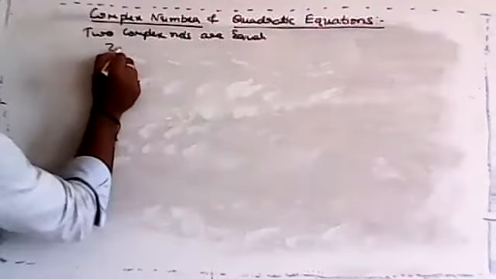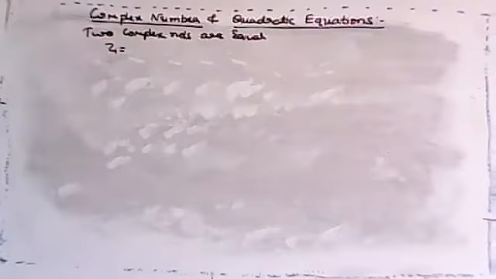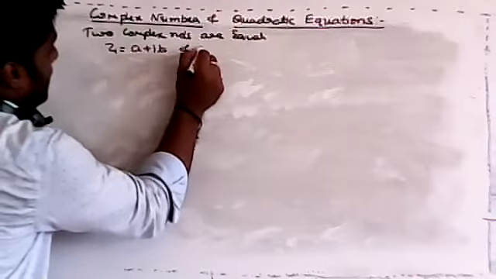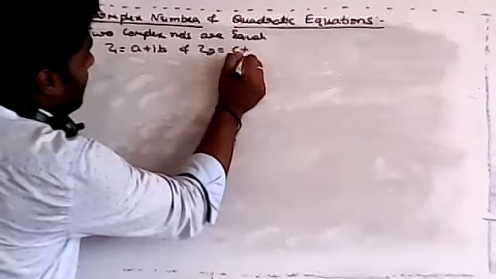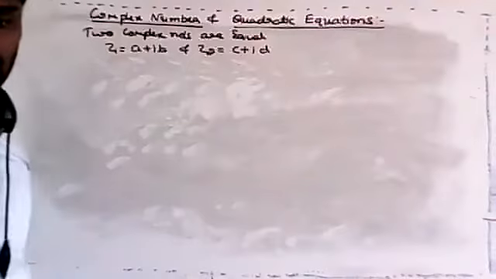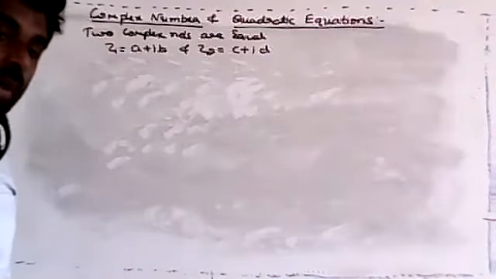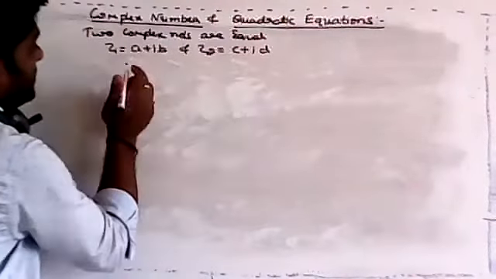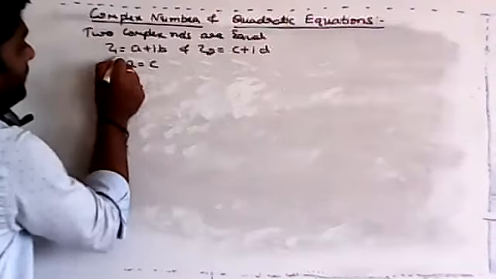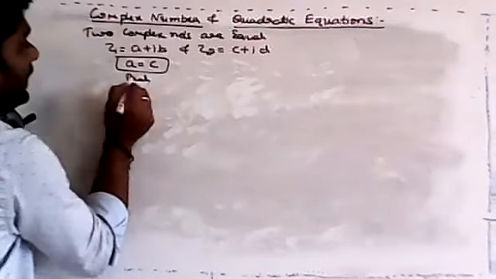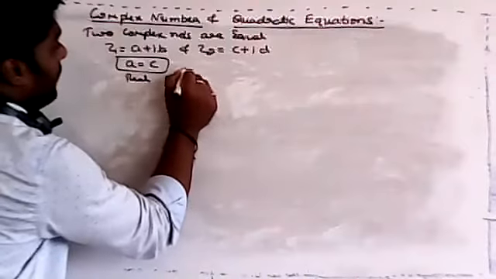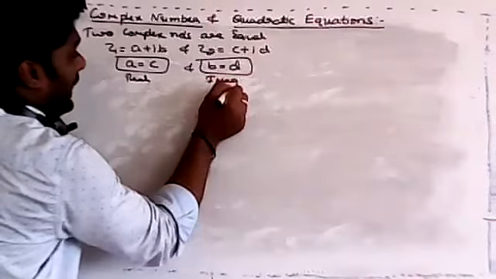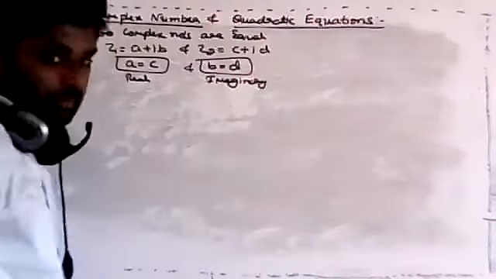See, I'll take Z1 equal to A plus iB, and Z2 equal to C plus iD. So if two complex numbers are equal, what does it become? We have to equate real to real, imaginary to imaginary part. So A is equal to C, because these are the real parts. And in the imaginary part, B is equal to D, because we have to equate the imaginary part here.